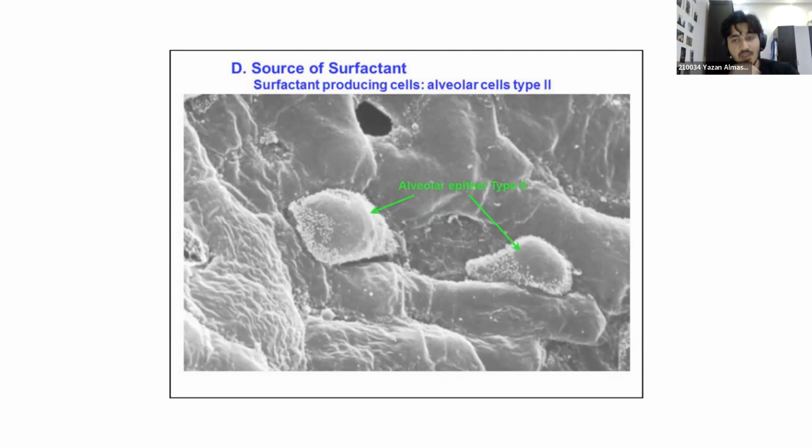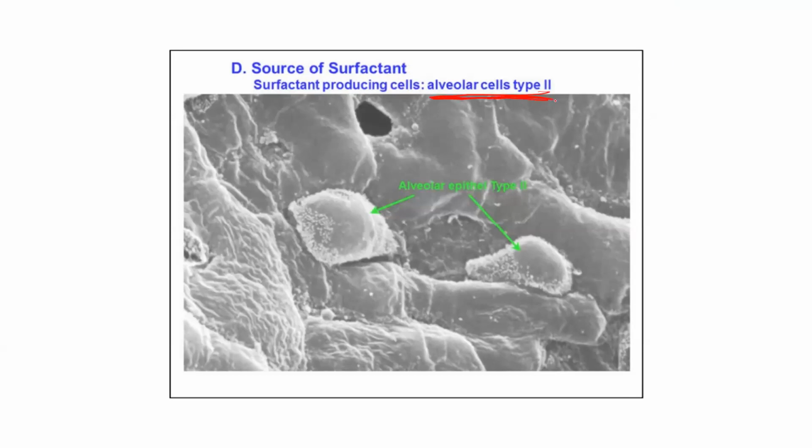Okay, so where is surfactant produced? It's produced in type 2 alveolar cells. Have you taken histology, guys? Yes, we did. We have type 1 and type 2 pneumocytes, right?